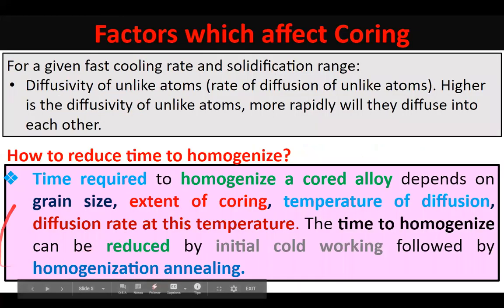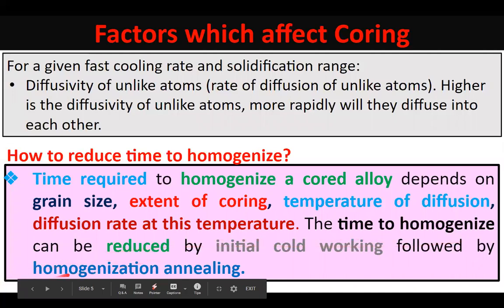Then how do we get rid of coring, or how do we homogenize? Because there is a composition gradient, there is non-homogeneity. Generally, it is said that the time required to homogenize a cored alloy depends upon the grain size. If the grain size is fine, coring would be eliminated quickly. If the grain size is coarse, a lot of diffusion has to be done, and it would take time. The larger the amount of coring, the more time it would take, and vice versa. At higher temperatures of diffusion, coring would get eliminated sooner. Diffusion rates also matter, and the time to homogenize can be reduced.